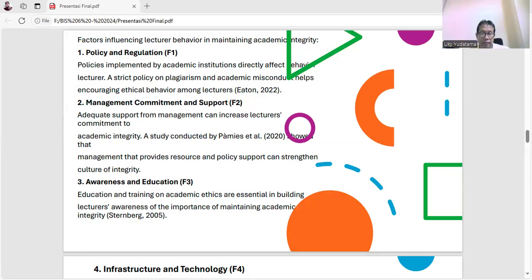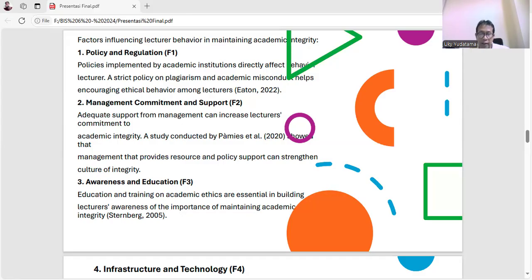Factor two, management commitment and support. The level of support from management significantly affects lecturer commitment to academic integrity. Adequate resource allocation and policy backing from management can reinforce the culture of integrity within the institution. A study by Pamis et al.